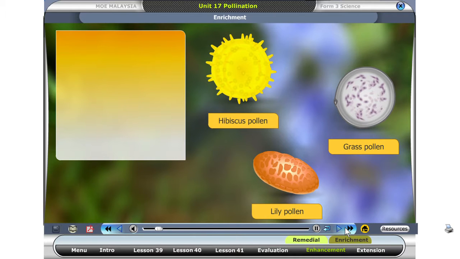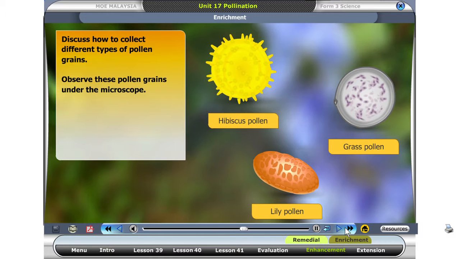Pollen grains provide interesting information about the different species of plants. Botanists use the patterns on the outside of the pollen grains to recognize and distinguish them. In a group, discuss with your friends on how to collect different types of pollen grains. Observe these pollen grains under the microscope. Draw the shapes of these pollen grains in your report book and label them. You can compare the drawings you have made.